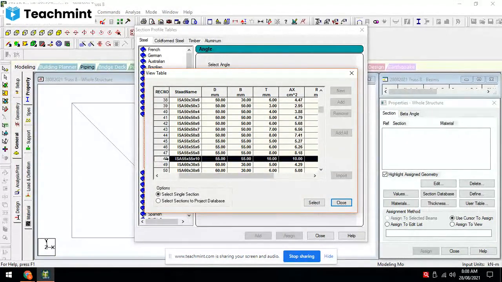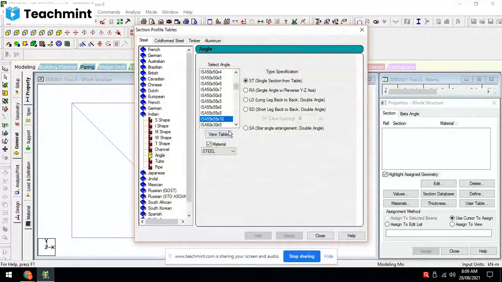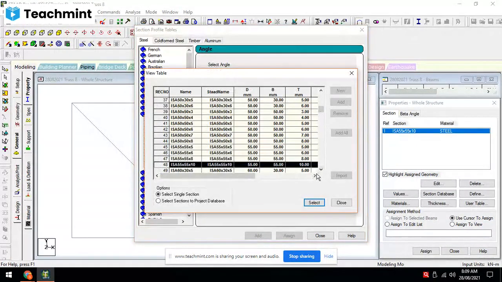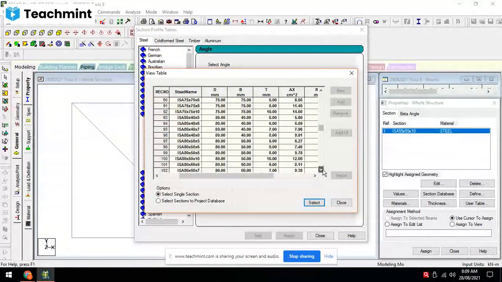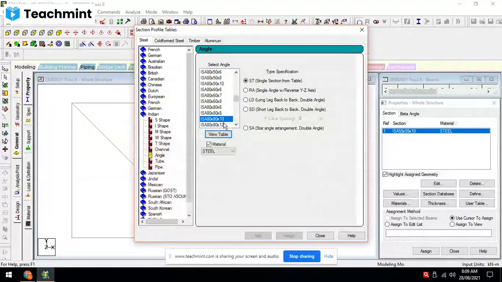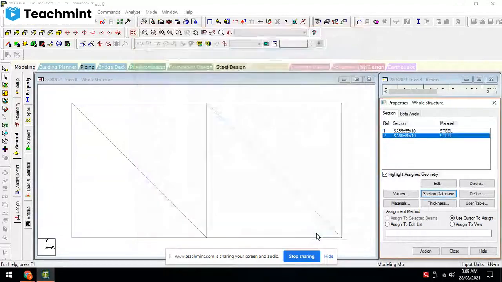Yes. Right. So you can see on the screen, ISA 55 by 55 by 10 has an area of exactly 10 centimeters square. I will select this section and select add. Next is the 1500 area, which is 15 centimeters square. So I have to select the section such that its area is equal to or near about 15 centimeters square. So it is 15.10. I will select this, add, close.